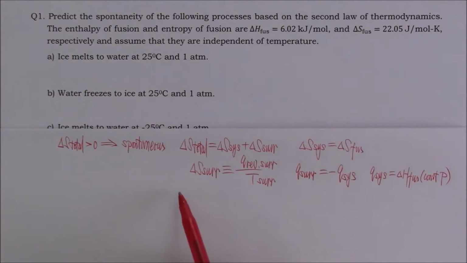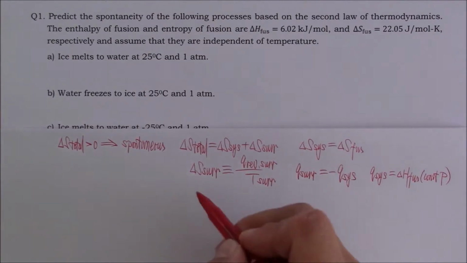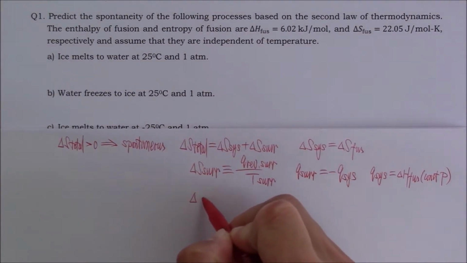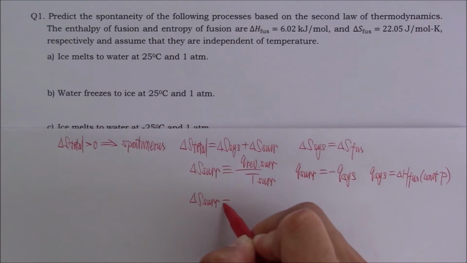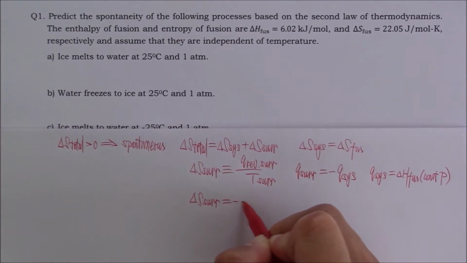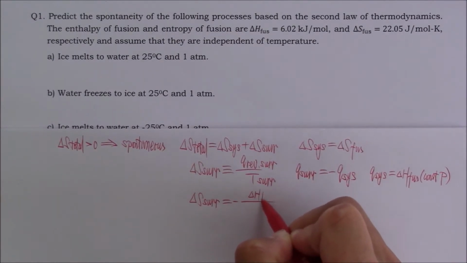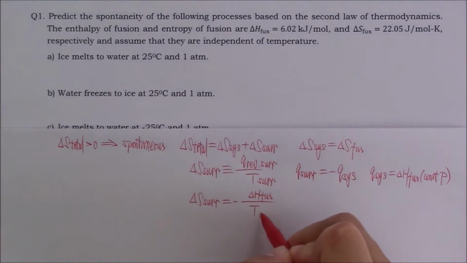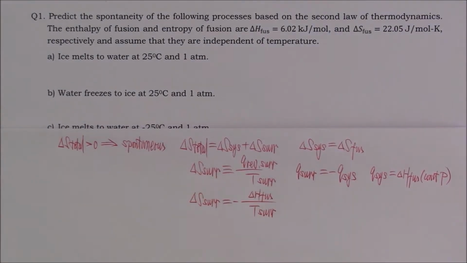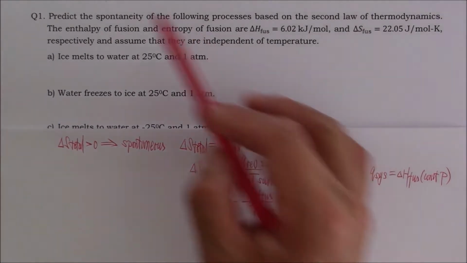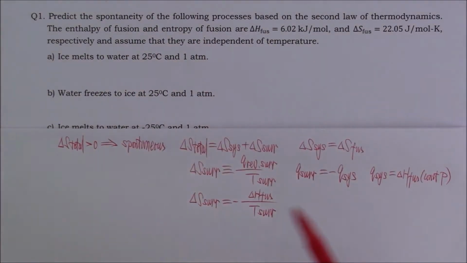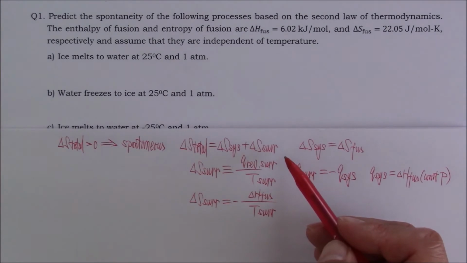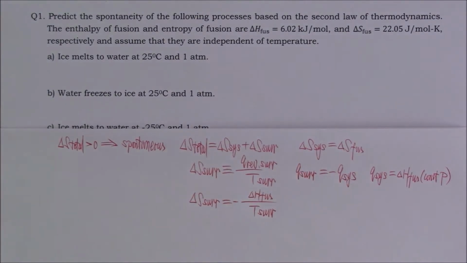Then we combine all this together. We will get delta S surroundings is equal to negative delta H fusion over T surroundings. Apparently, you can plug all numbers from this problem into these equations to figure out the answer step by step. Another way to do this is we will get a new formula and then we plug in all the numbers at the end. Let's try that.